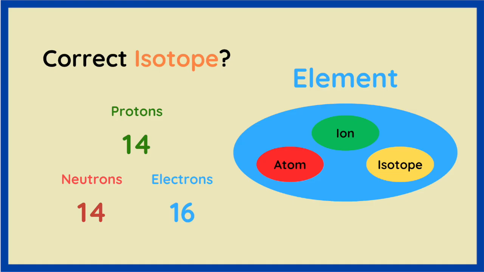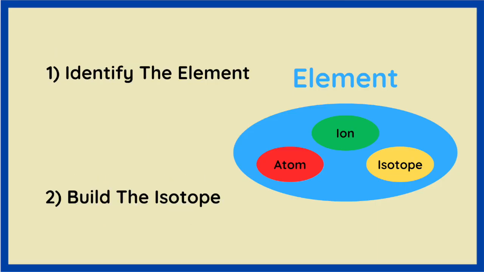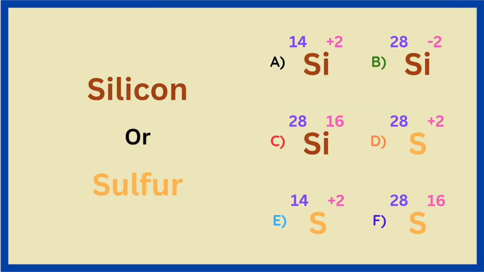Firstly, it's worth noting that an isotope is a type, a subcategory of element, as are atom and ion. So that means it's probably a good idea to first identify which element we have, and then we will construct the isotope of that element. Therefore, we've got to first figure out if our collection of protons, neutrons, and electrons corresponds to silicon or sulfur.